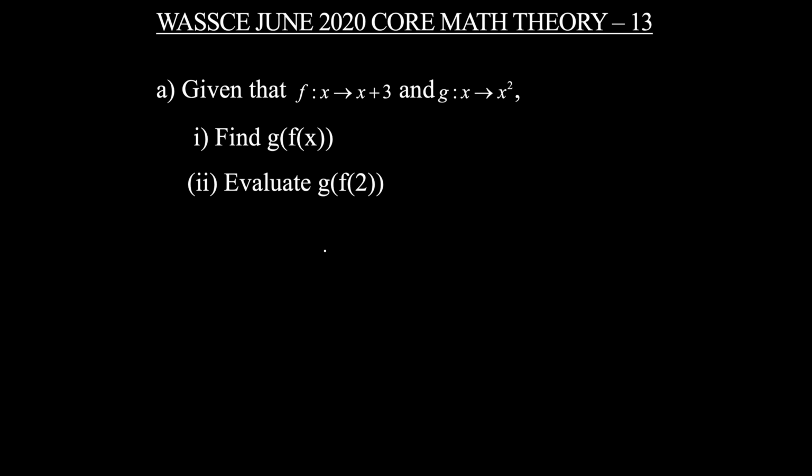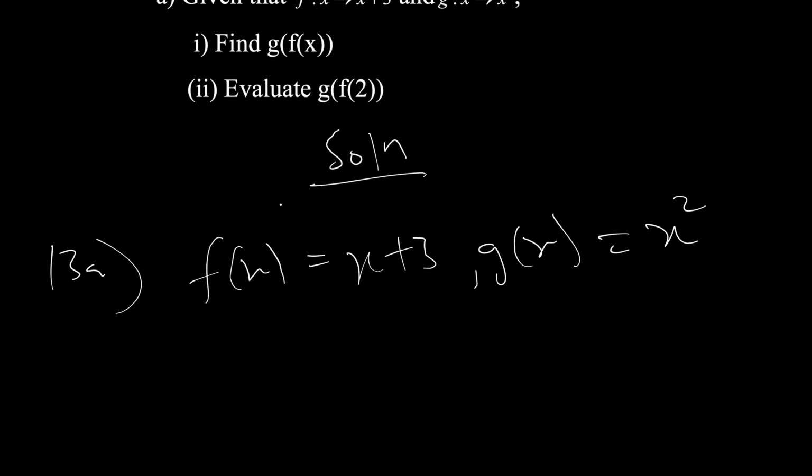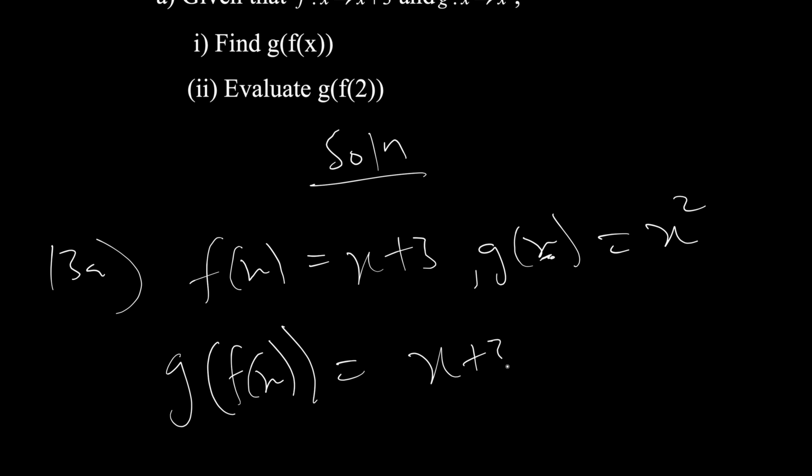So let's begin with the solution for question 13a. You are being asked to find g of f of x. But first, we know that f of x is equal to x plus 3 and g of x is equal to x squared. So what this means is that we are replacing x in g with f of x. So g of f of x is, anywhere we find x in g, we replace it with f of x, which is x plus 3. So we have x plus 3 all squared.